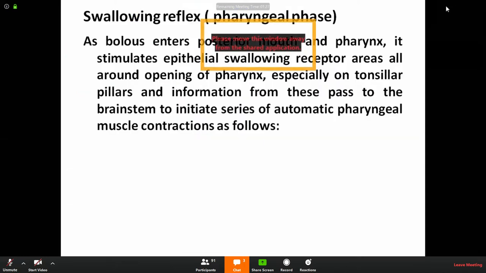Then the pharyngeal phase. Once the bolus reaches the posterior portion of the pharynx, it stimulates the epithelial swallowing receptors along the opening of the pharynx, especially on the tonsillar pillars, and information from these passes to the brainstem, and it initiates the automatic pharyngeal muscular contractions as follows.